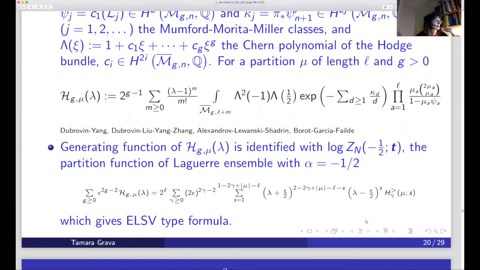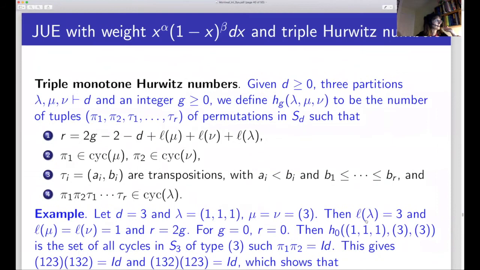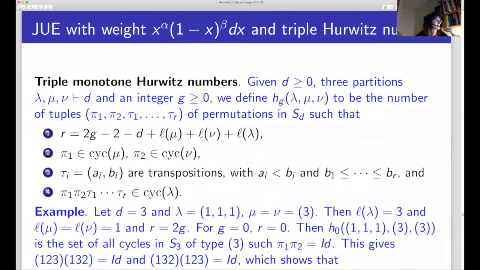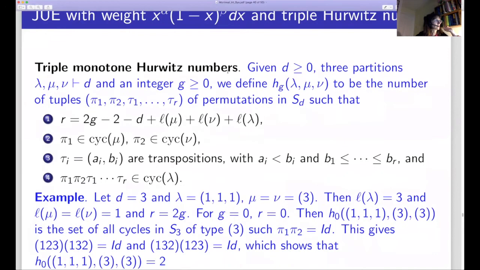Now let me explain a little bit about Jacobi. For Jacobi, we have the Jacobi weight, a classical orthogonal polynomial weight, where alpha and beta are positive. For Jacobi, what comes out are triple Hurwitz numbers. The definition is a generalization of the case before: instead of two partitions, we have three partitions of d. So H_g(lambda, mu, nu) is the number of n-tuples, which we denote pi_1, pi_2, tau_1, up to tau_r, of permutations in S_d such that r is always the same, namely 2g minus 2 plus d, minus the lengths of the partitions. Then we want pi_1 of cyclic type mu, pi_2 of cyclic type nu, and the tau's transpositions.